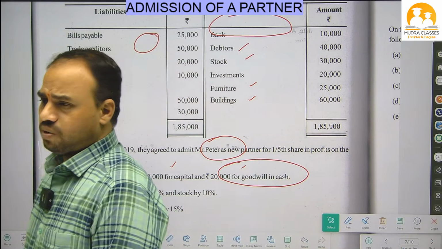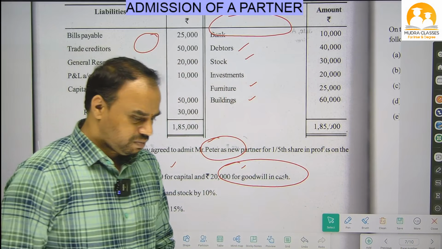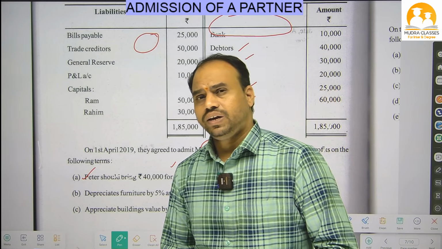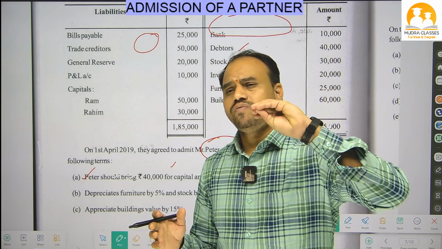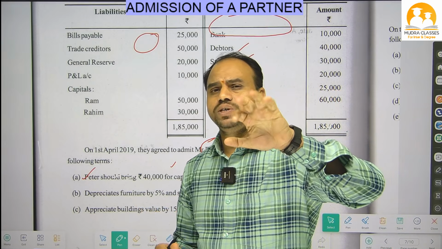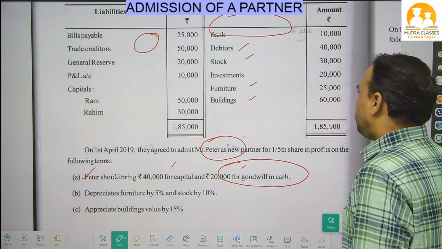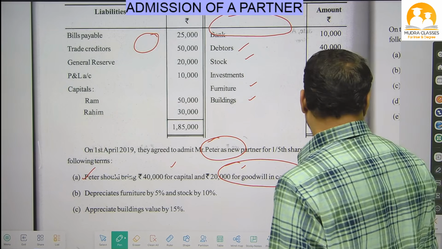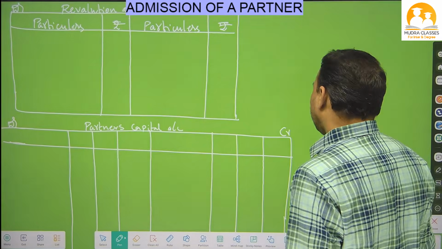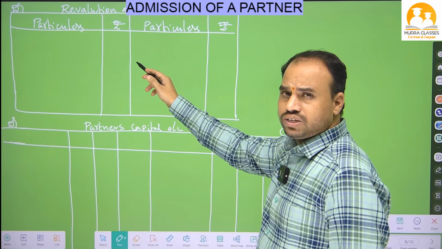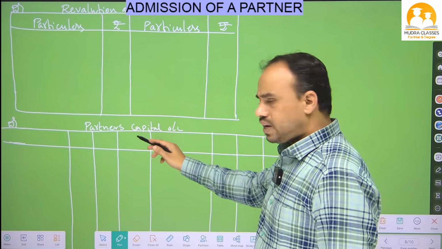So how to do the problem? In the 20 marks problem, I already explained in the previous class, we will prepare 5 accounts, beta. Let's see what are the accounts we will prepare. So this is the first account, beta: Revaluation account. After that, partners' capital account.